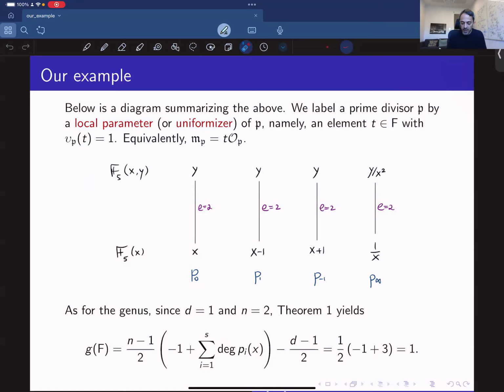Another way of saying that is that such an element satisfies that MP is T times OP. So any function that vanishes at the prime divisor, at the point, is a multiple of T, a multiple by something in OP, something that's defined. So 1 over T is not fair. You can't put 1 over T here. Okay.